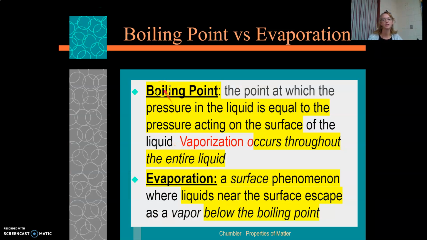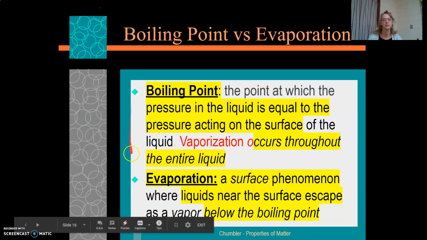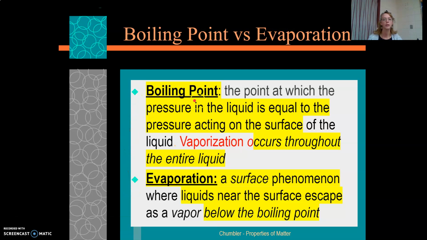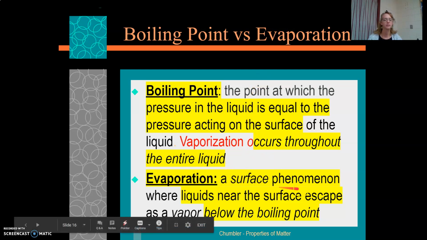Okay, last thing, the difference between boiling point and evaporation, super important. When you boil something, it's happening throughout the entire liquid. So you have raised the temperature, raised the energy in that liquid enough that even the particles on the very bottom are trying to escape up to the top. Evaporation is a surface phenomenon. I love that word. Evaporation doesn't happen throughout the whole liquid, it's just happening at the top.